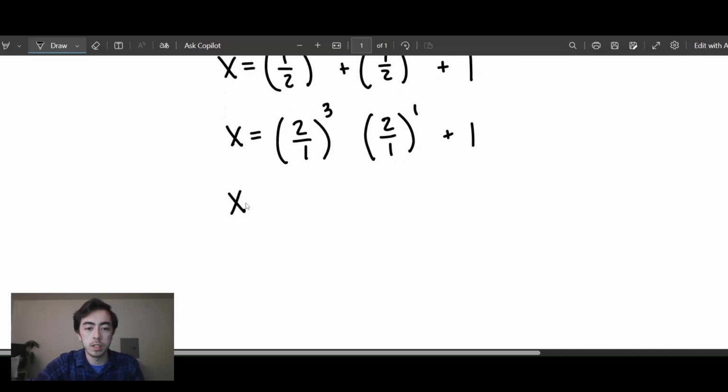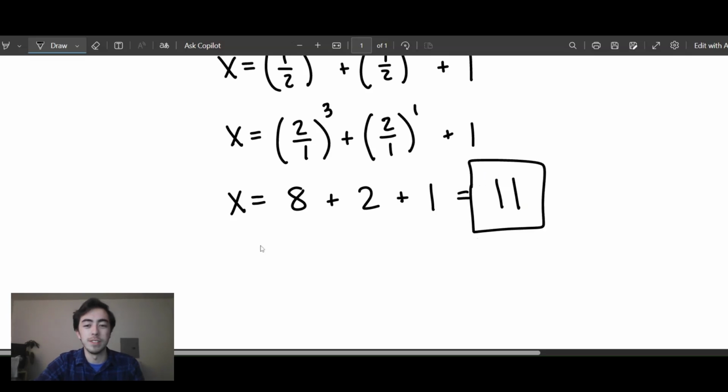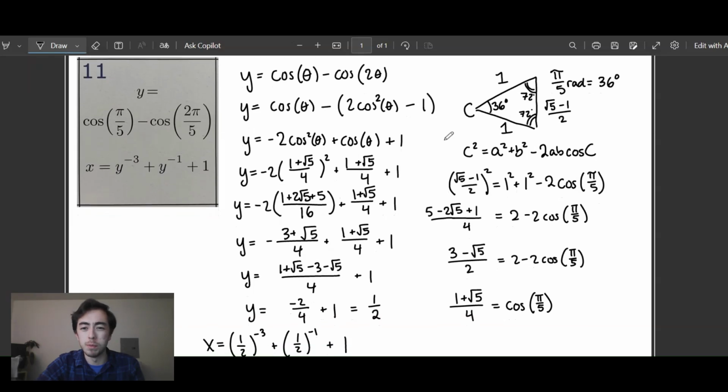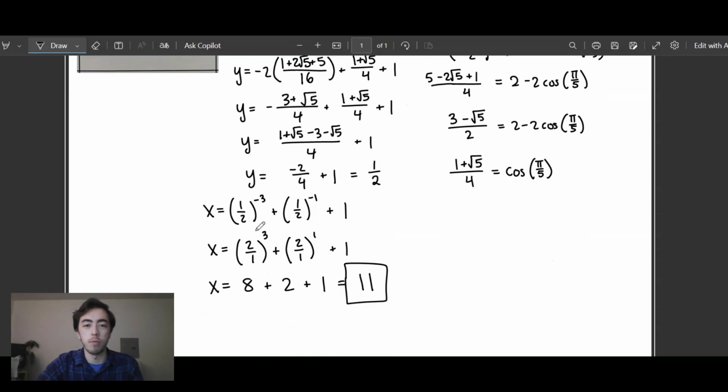And then finally, it looks like x is equal to 8. Oops, I missed this plus sign. 8 plus 2 plus 1, and that is 11. Wonderful. That's today's date. x is 11. What a problem. Using some geometry, using a lot of stuff with algebra and square roots, and then finally some fractions and negative exponents, all to get the number 11, which is today's date.